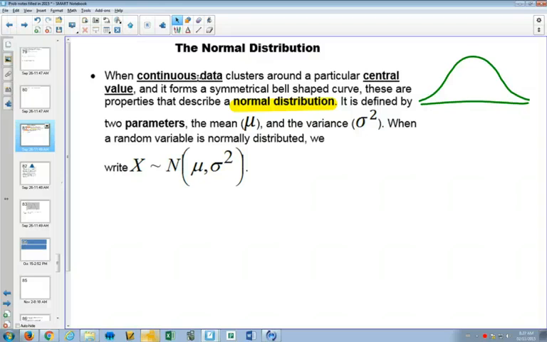It's defined by two parameters, the mean and the variance. And when it's normally distributed, this is what we write. So we write our mean and our standard deviation, and we use the N to say it's normally distributed. Notice we had something before this that was similar. We had a binomial distribution with a B there. Now we have a normal distribution with a bell curve.